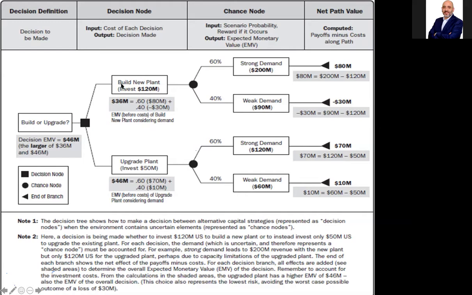The expected value of building a new plant is 36 million. Which way shall I go now? I go with the highest expected monetary value, which is 46 million, which is upgrading the plant. Make sense? Capish? So, do you have questions on this one? If you understood this, you will be able to answer all decision tree and expected value questions on the exam.